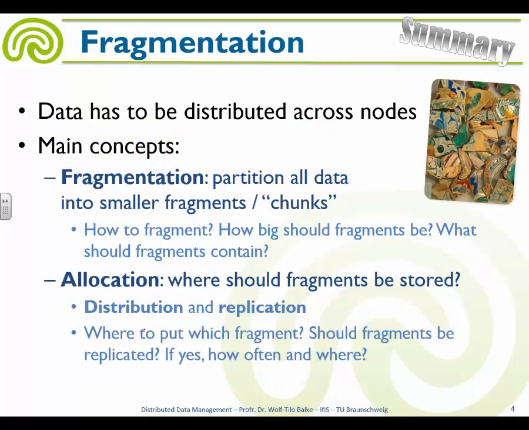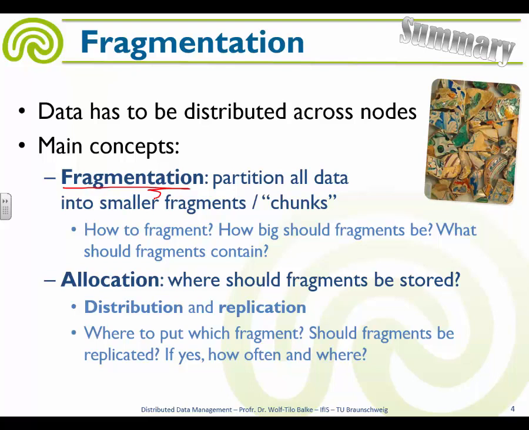Okay, we talked about data being distributed across different nodes, and there are two concepts. One is the fragmentation, right? How do you fragment your data? Do you do vertical partitioning? Do you do horizontal partitioning? Is data from different semantical meanings at different points, right?